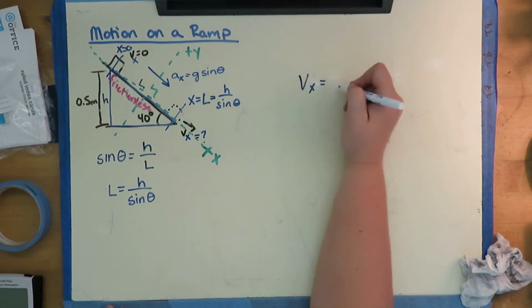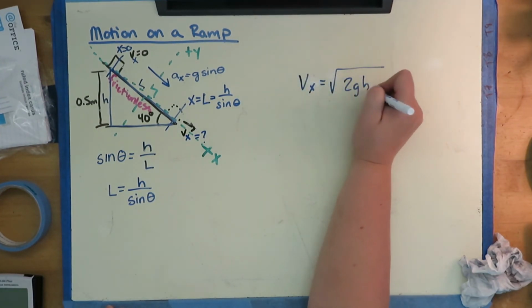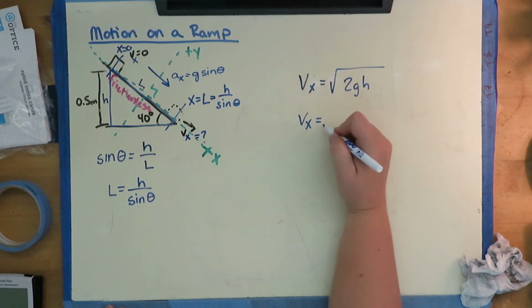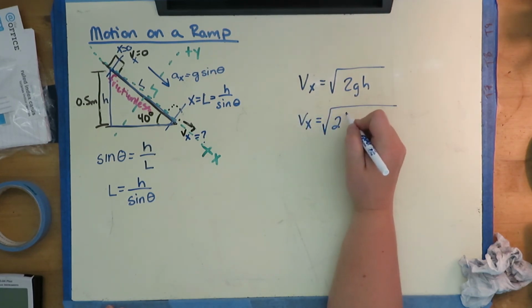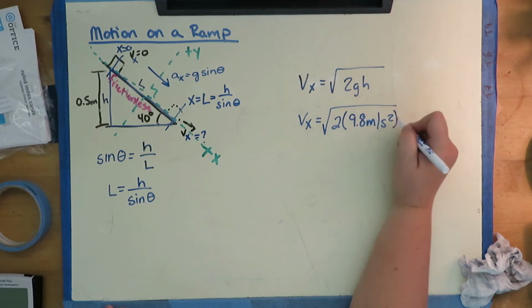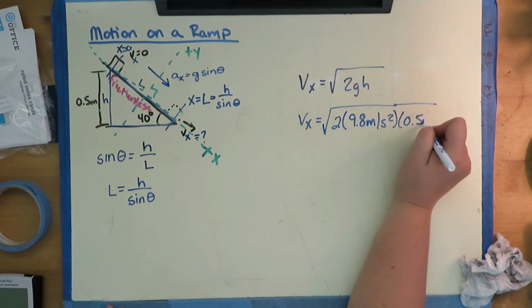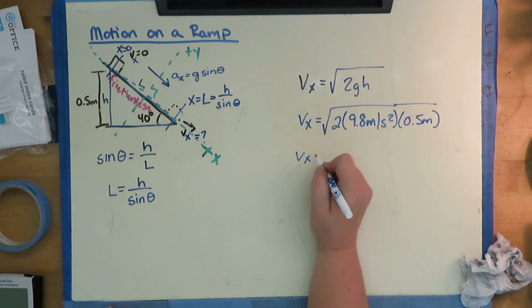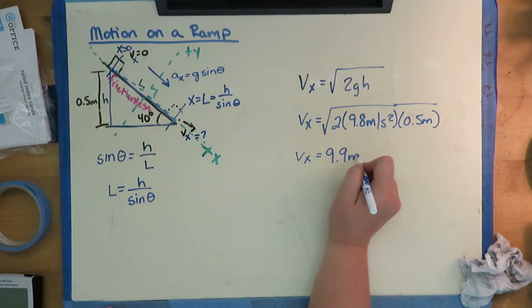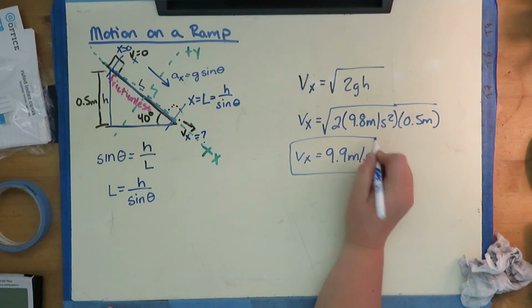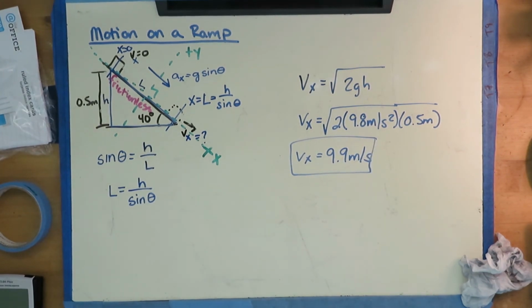So you could, if you wanted to, go through and numerically solve this problem. We ended up with vx is the square root of 2gh. So if we wanted to actually figure out what the speed was, we get the square root of 2 times 9.8 meters per second squared times a height of 0.5 meters. And you'd end up with a final speed of 9.9 meters per second. So the speed at the bottom would be 9.9 meters per second.